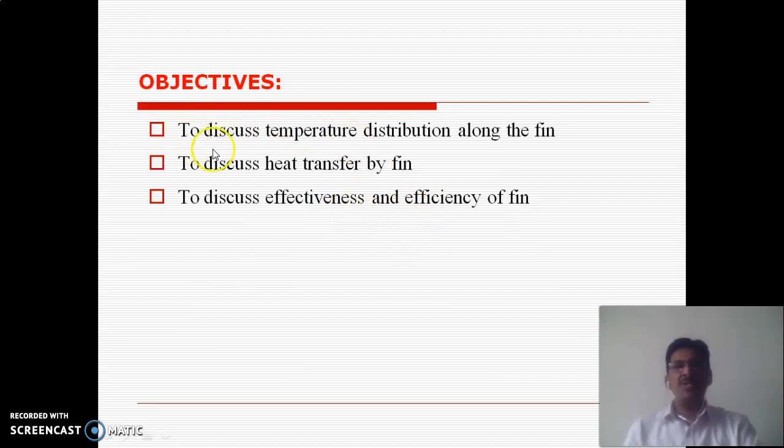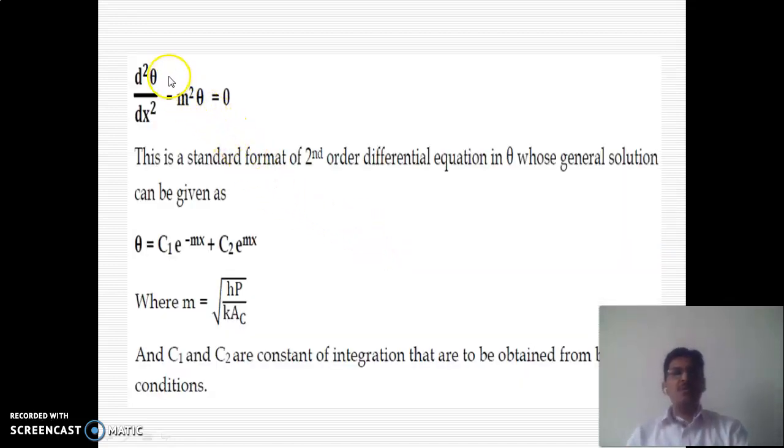So in the last lecture we studied the temperature distribution for the rectangular type of fin and the heat transfer rate through the rectangular fin, and we derived the equation for the temperature distribution as well as the heat transfer rate. The derived equation is a second order differential equation, d2 theta by dx square minus m square theta is equal to 0. This is the second order differential equation that we already derived in the last lecture.